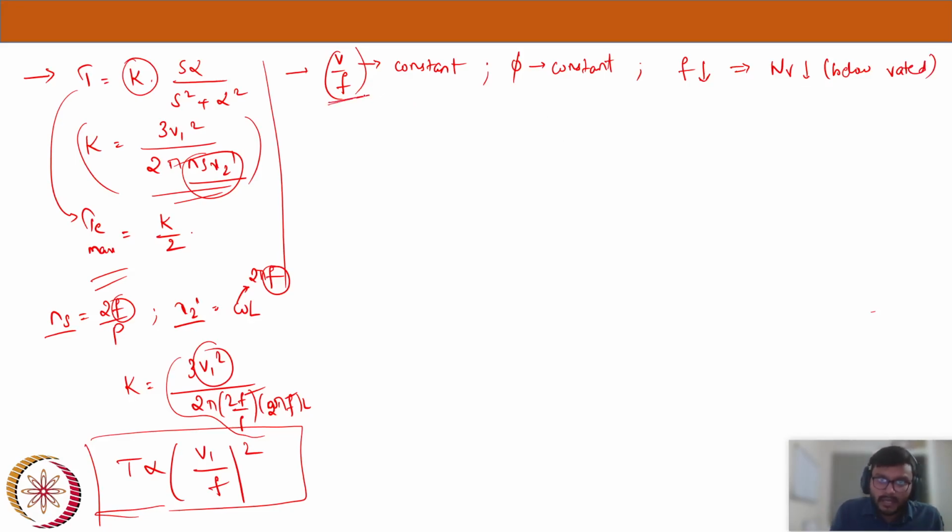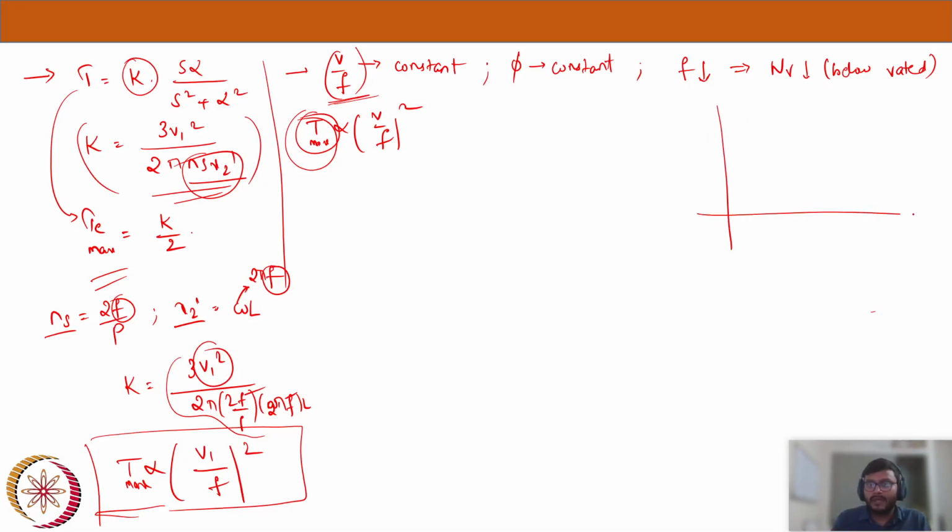Now since my V by f is constant, you can see torque is proportional to V by f square, so my torque should also remain the same, because maximum torque is V1 by f whole square. Now this maximum torque, if you can see, won't change even though I am changing frequencies for getting a speed control. So now we can estimate how a typical torque speed curve would look whenever I am having this kind of speed control.